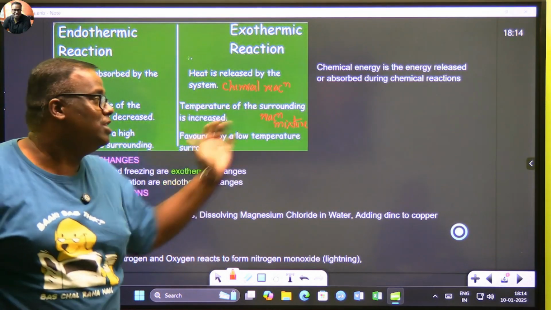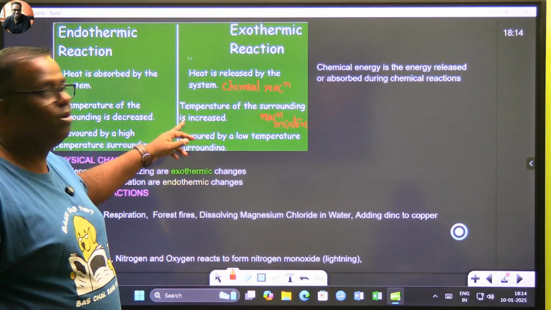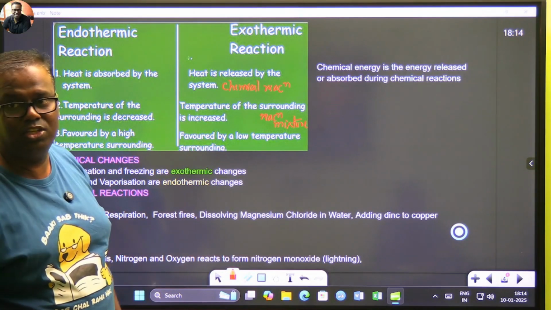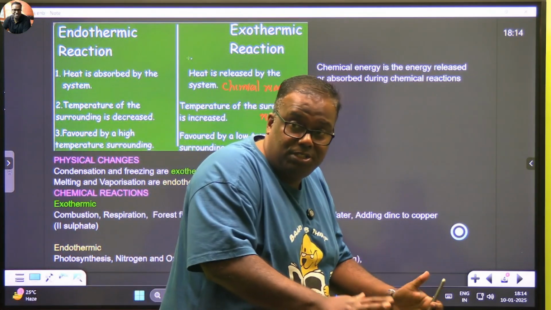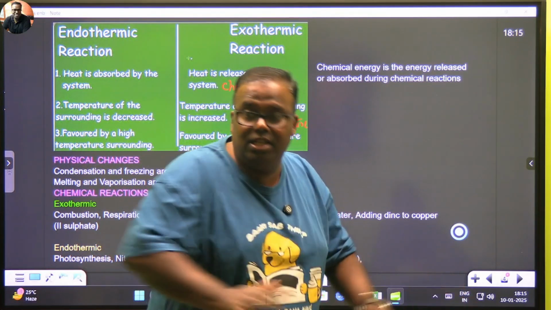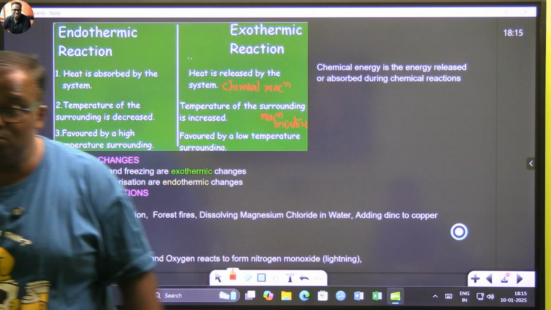As I showed you, C plus O2 gives CO2, heat is released. Temperature of the surrounding is increased, temperature of the reaction mixture. कोयला जो हाथ से लाके रखा था, अब जल चुका है, अब उसमें हाथ नहीं रख सकता हूं. क्लियर हुआ? उस कोयला को तुम सिस्टम मत मान लेना.